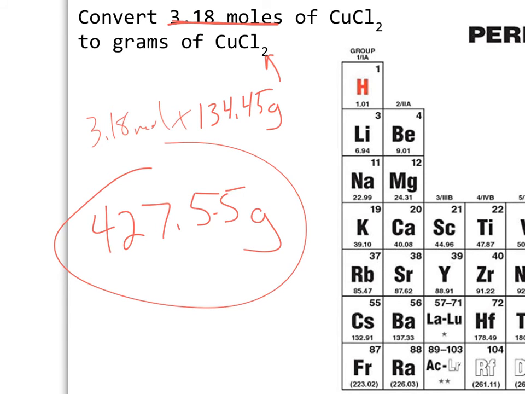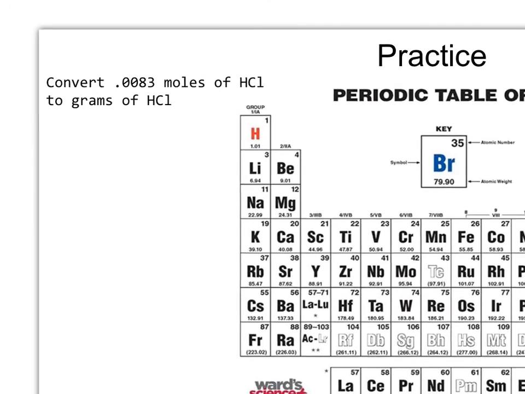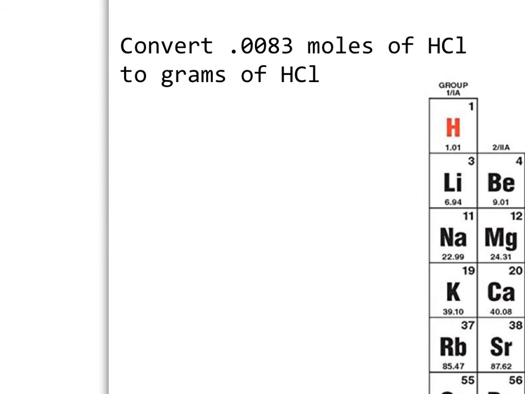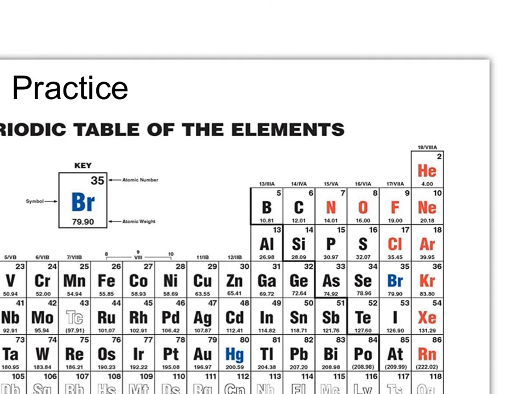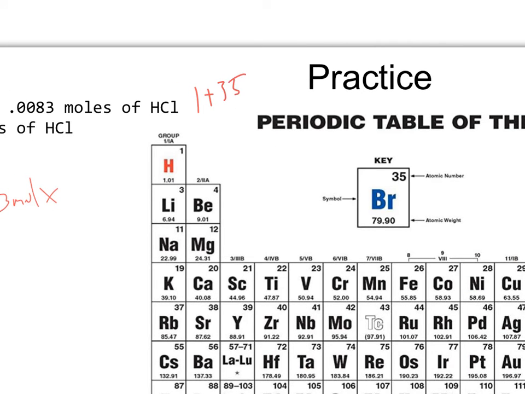And then last one, okay, 0.0083 moles of HCl, hydrogen chloride or hydrochloric acid. Okay, so this is a very small number of moles, 0.0083 moles, times the molar mass of HCl. Well, we know H is 1, and then chlorine, which is over here, is 35.45. Okay, so 1 plus 35.45 is 36.45 grams.